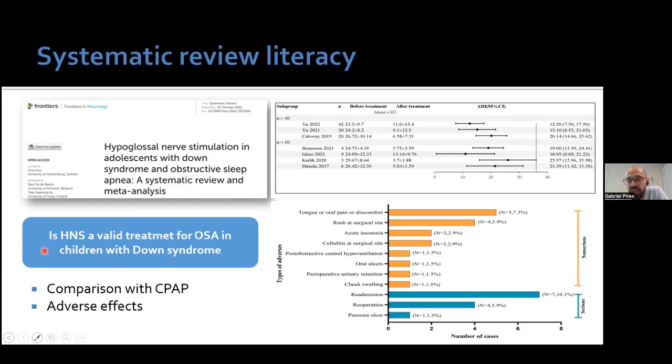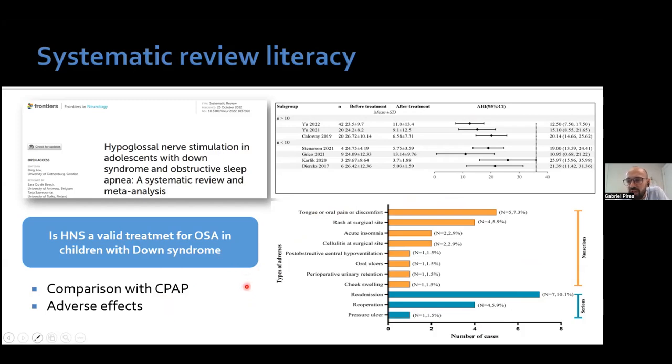But if I go deeply into the data, I will see that the control groups in all these studies were not a parallel control group subjected to either placebo or usual care, such as CPAP. They were compared to themselves at baseline. So basically they improved, but we don't know how much they would improve if they were subject to any other concurrent treatment. Basically they improved over time, we don't know. And if we consider the adverse effects of hypoglossal nerve stimulation, you see, and this is true for any kind of nerve stimulation in adults, in children without Down syndrome, and so on.